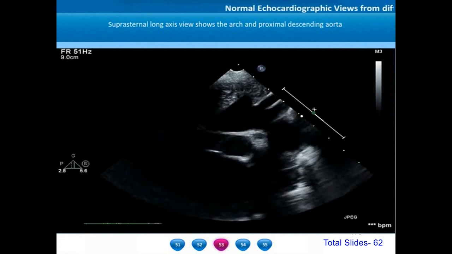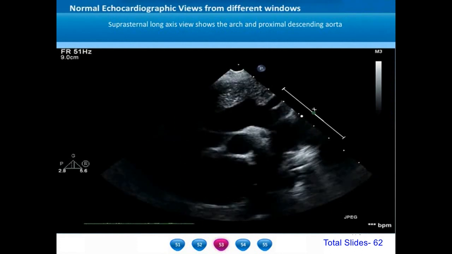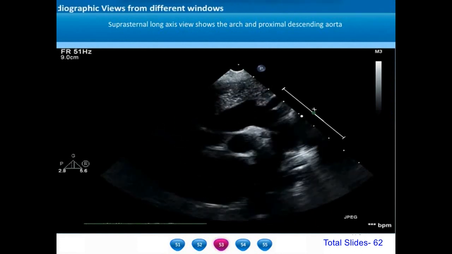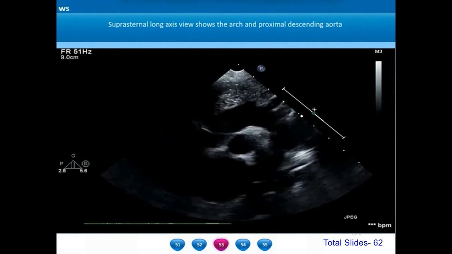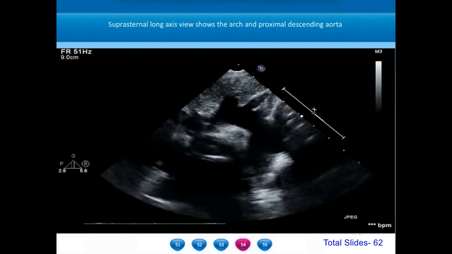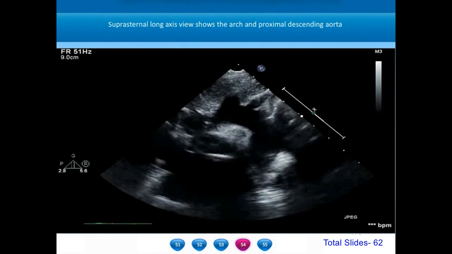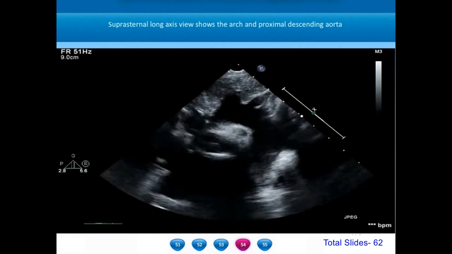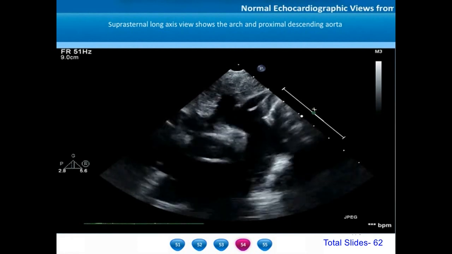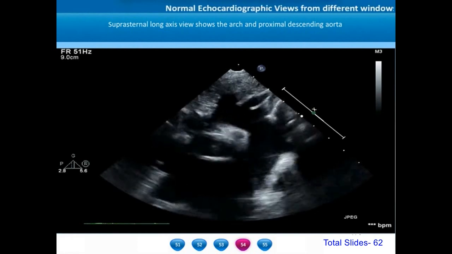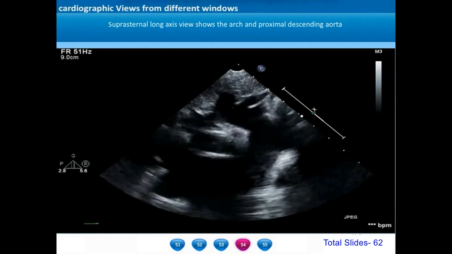From the parasternal short axis view, we now move on to the suprasternal view. This is a suprasternal long axis view showing the ascending aorta continuing as the arch and descending aorta. The arch of the aorta continues as the descending thoracic aorta. The portion of the aorta immediately after the left subclavian artery is called the isthmus of the aorta, and it is of significance in diagnosis of patent ductus arteriosus and coarctation of aorta.